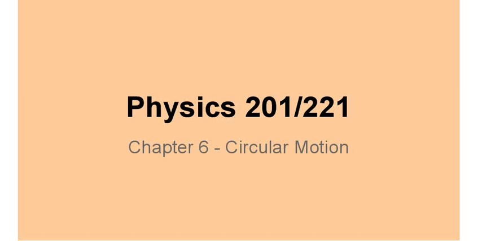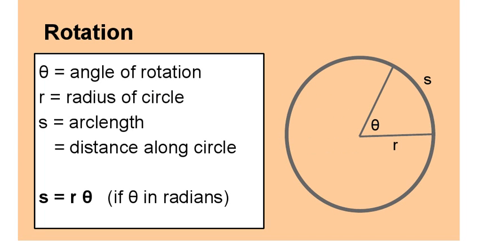Hello, this is Chapter 6, Circular Motion. We want to talk about things that rotate here, and I've got a circle that we can picture. The distance from the center of the circle to the edge is called the radius, r, radius of the circle. As the object rotates, it's going to move through some angle theta, and we've seen theta before, so that's good.